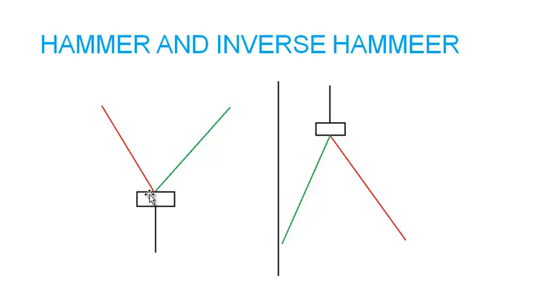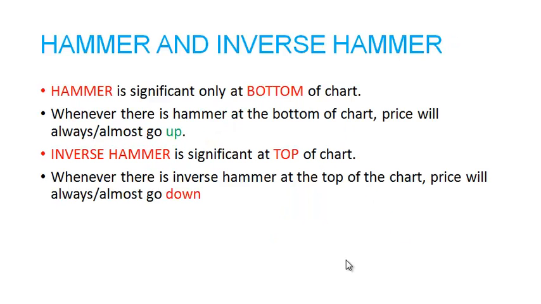So for hammer to be significant, it is only significant at the bottom. Inverse hammer to be significant, it has to be significant only at the top. If you look at a hammer at the top, it has a different meaning, but we are not going to discuss that today. If you have an inverse hammer at the bottom, it also has a different meaning, but we are not going to discuss that today. Also, it is slightly advanced and it does not come in the purview of this particular video.